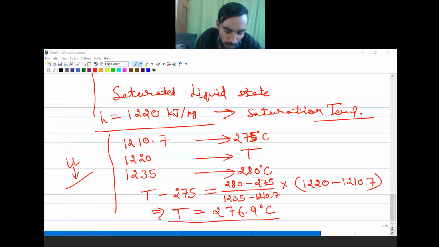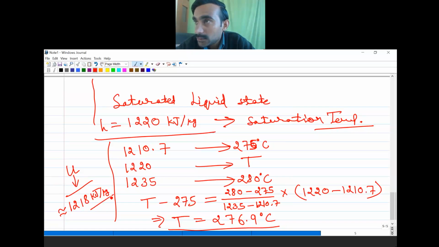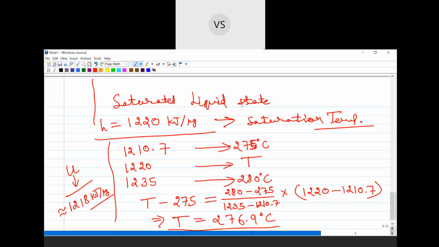So the value close to 1218 seems to be a correct value, because the temperature is 277, which represents slightly higher than the mid, so the value close to 1218 seems correct. Sir, 1218.08. Yeah, that seems correct.